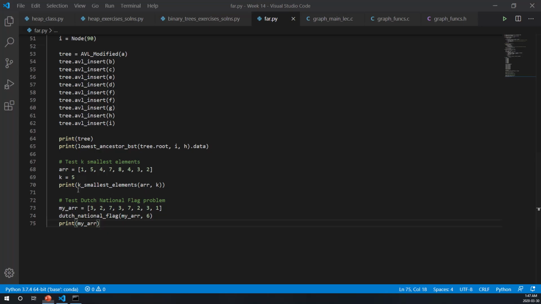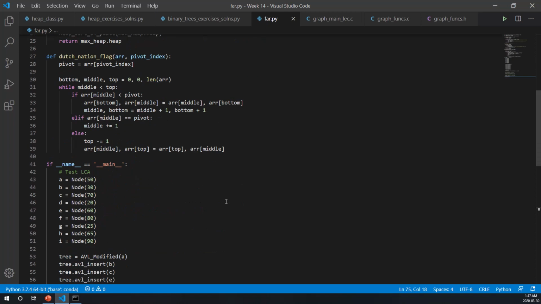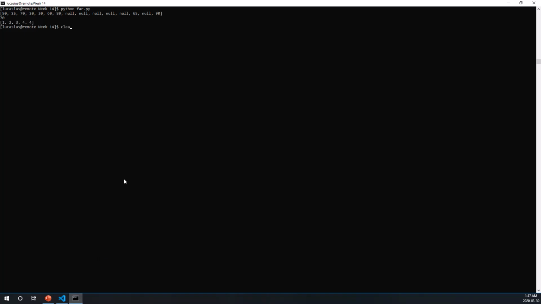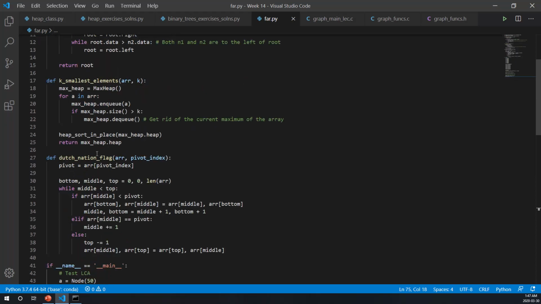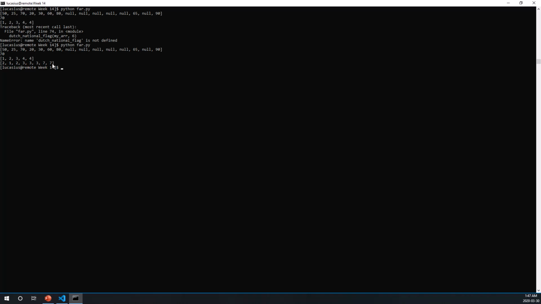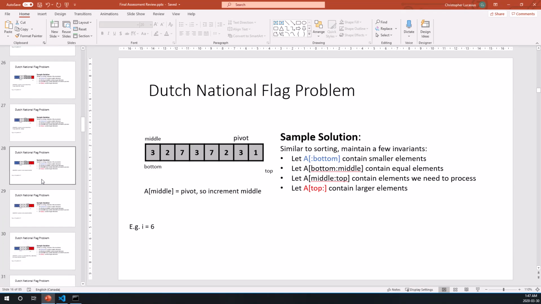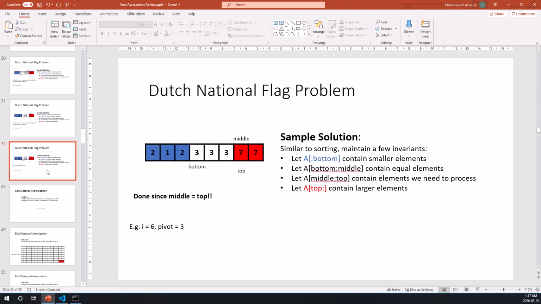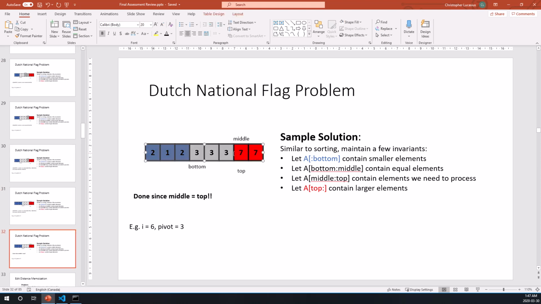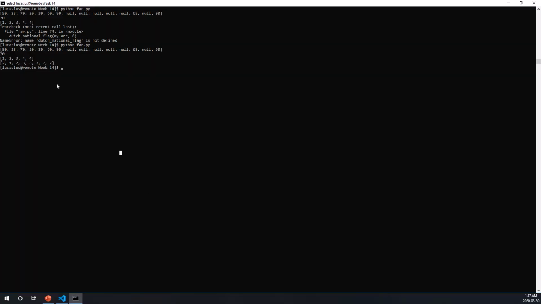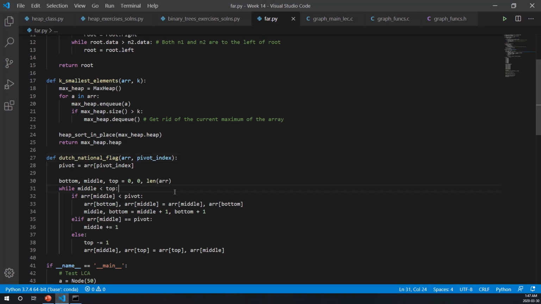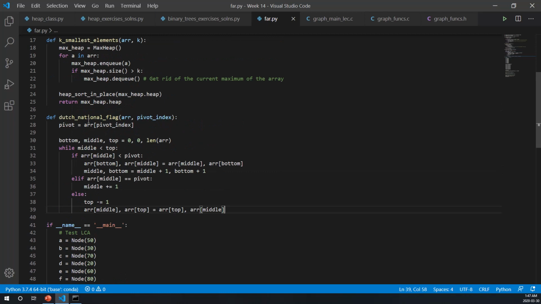So I'm going to print my array. Okay. And if all goes well, it should print exactly what was the result last time. And oh no, I accidentally misspelled Dutch national flag. No big deal. And look at that. 212333377. Very nice. I believe, if I recall correctly, that is exactly what the result was. Excellent. Looking good. All right.